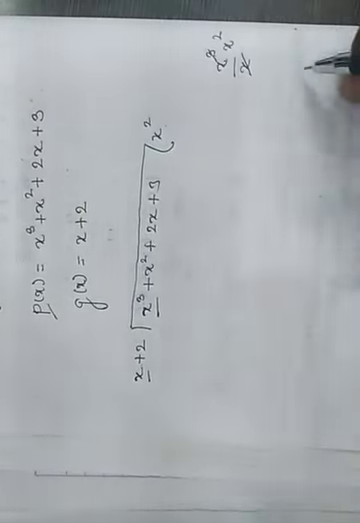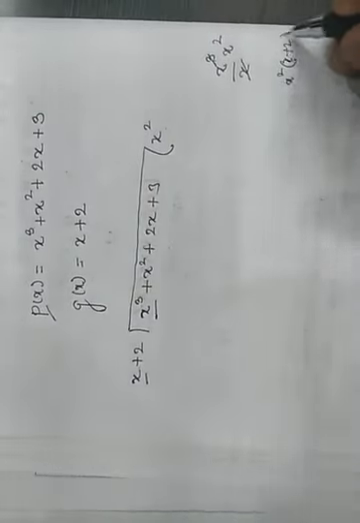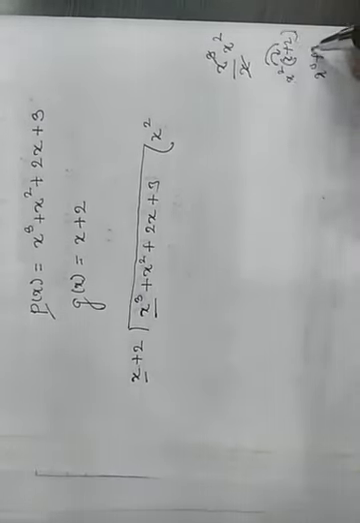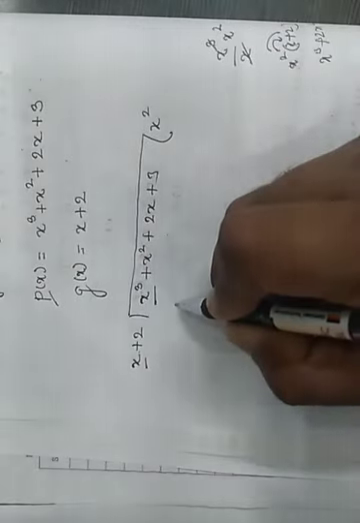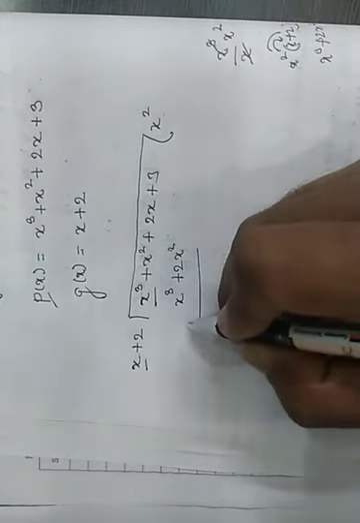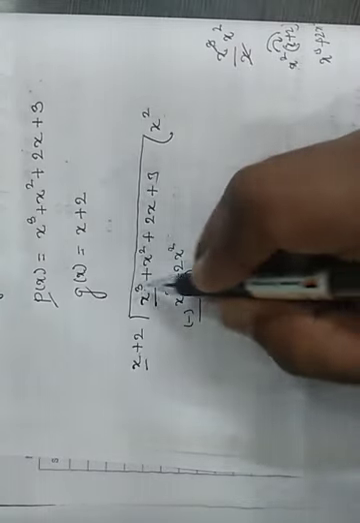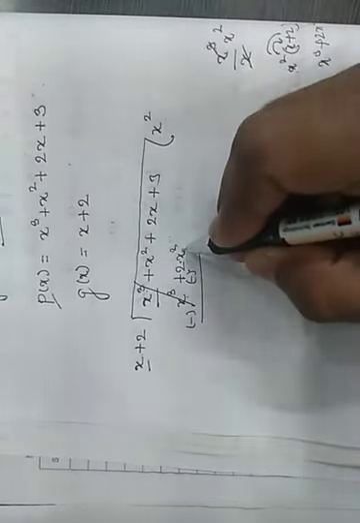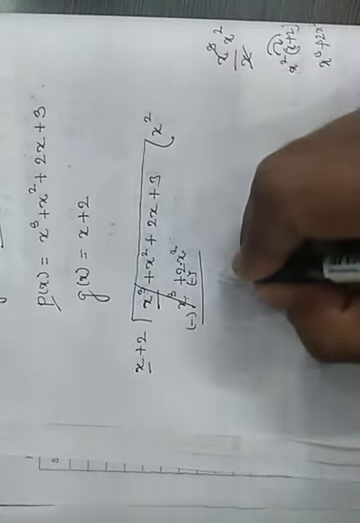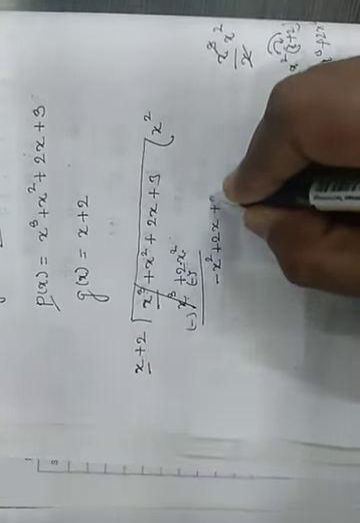Now I have to multiply this quotient term with this divisor. So x square into x plus 2: x square into x, x cube, x square into 2, 2x square. So x to the power 3 plus 2x square. Subtraction, so we'll change the sign, negative. This will also become negative. Plus x cube minus x cube, cancelled. Minus 2x square plus x square, like terms. So we have minus x square plus 2x plus 3.